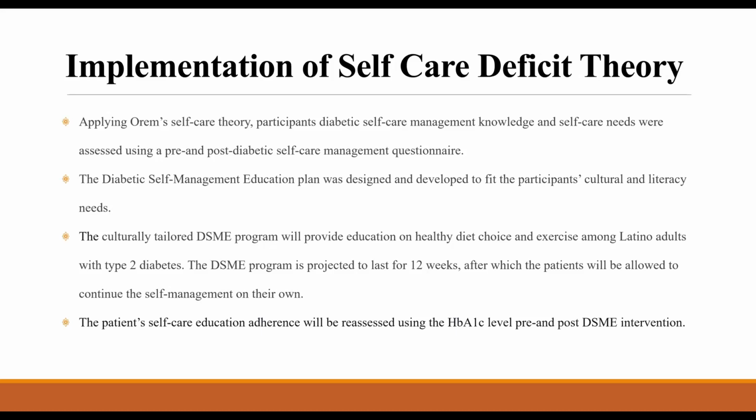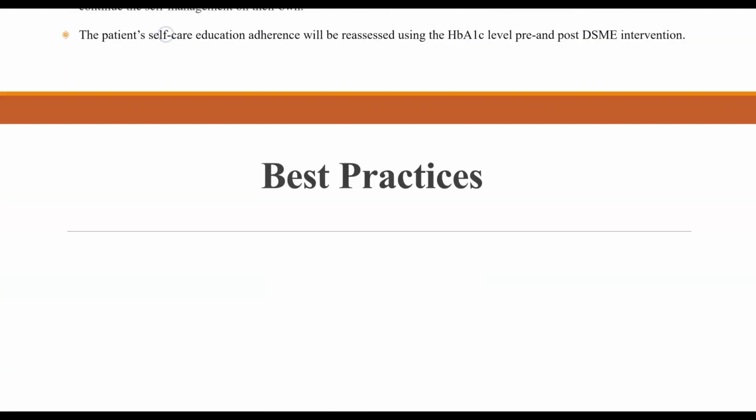The DSME plan was designed and developed to fit the participants' cultural and literacy needs. The DSME program will provide education on healthy diet choice and exercise among Latino adults with type 2 diabetes. The program is projected to last for 12 weeks, after which the patients will be allowed to continue the self-management on their own. The participant self-care education adherence will be reassessed using A1C level pre- and post-DSME intervention.